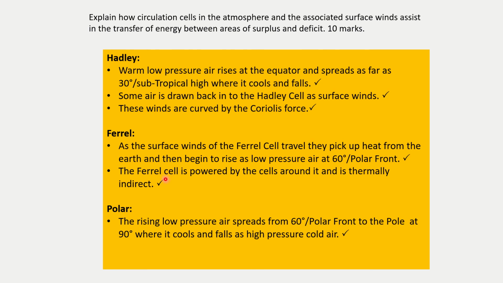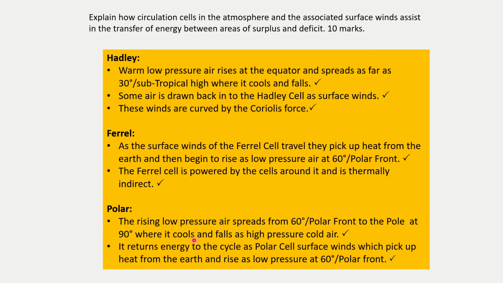And the polar cell. The rising low pressure air spreads from 60 degrees to the pole, where it cools, and it falls as high pressure cold air. It then returns energy to the cycle. I like this phrase. It really reinforces that you've understood the question. And the question is about the circulation of energy through the atmosphere. It's not about the circulation of air. It's the circulation of energy and heat. It returns energy to the cycle as the polar cell surface winds, which pick up heat from the earth and rise as low pressure air at 60 degrees, the polar front.